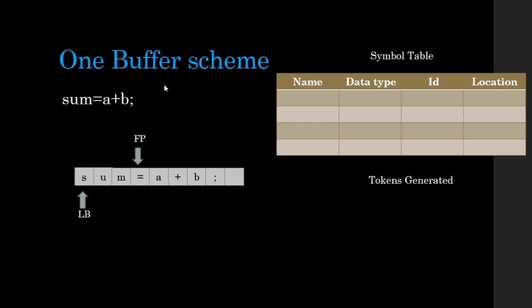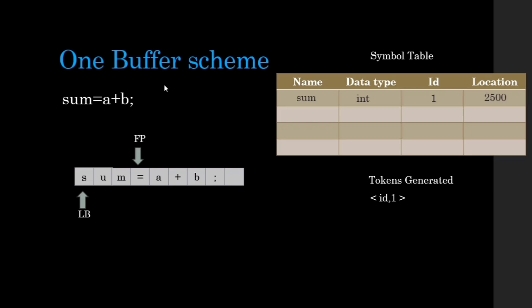Now sum is verified in the symbol table. The entry has not been made in the symbol table, so the entry will be made like this. You can see that sum is mentioned, and then the memory location of sum is mentioned here. Since sum is the first identifier, ID1 is given. Now the corresponding token will be generated as identifier with number 1, since it is mentioned as ID1 here. This is the first lexeme.